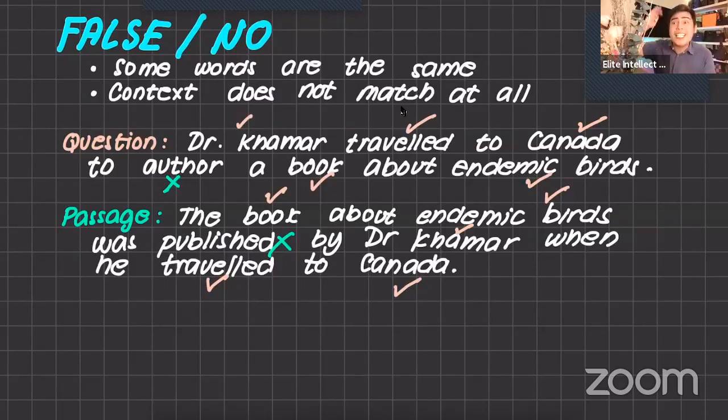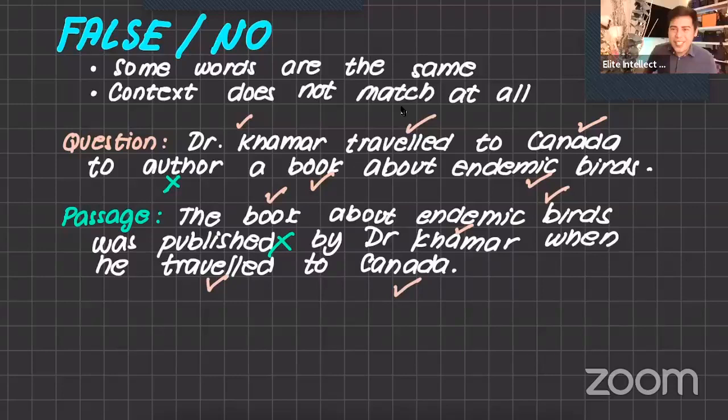If they have authored it, it means that Dr. Kumar has written the book, whereas here on the passage, you saw that he published the book. Authoring and publishing is a completely different story, diba? Oh, Sir Joseph, that is why I am so confused all the time. I thought author and publish are the same because they are connected with one topic. So I thought that's the answer, so I have written down true. That means you got the item incorrectly.